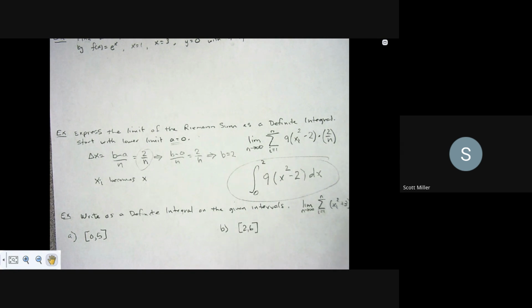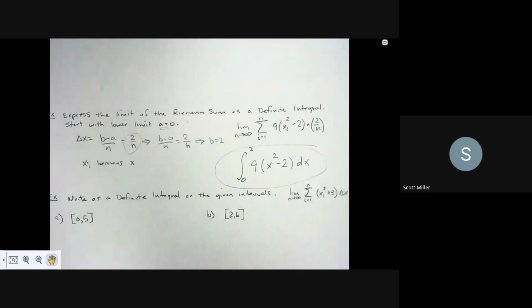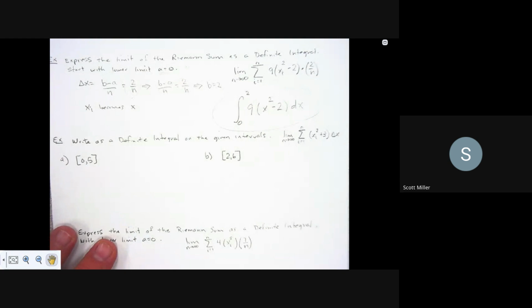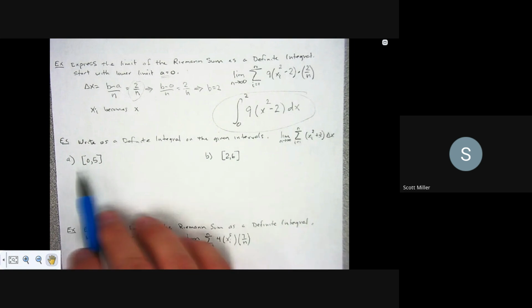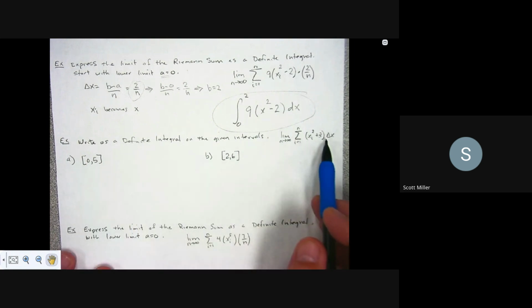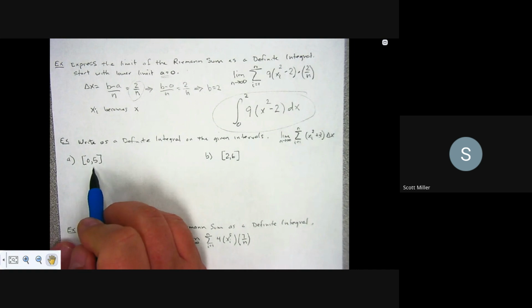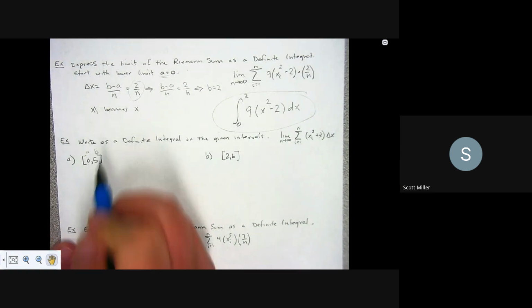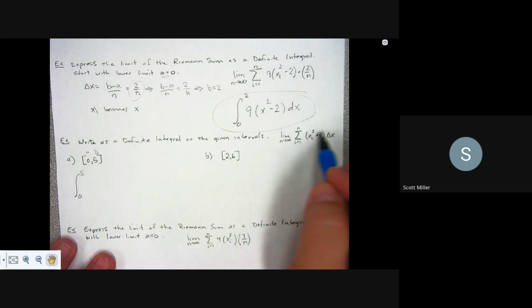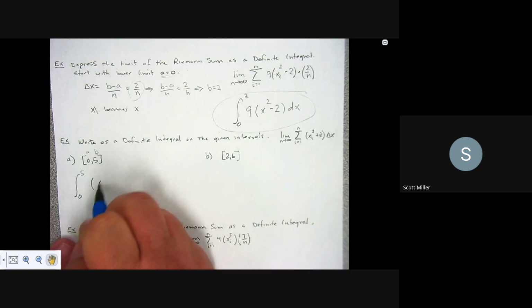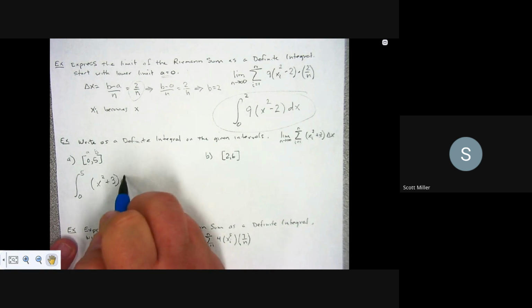Let's look at this one. Tilt it down just a bit, and I've got to zoom in just a hair. Write as a definite integral on the given intervals that I have right here. So we're going to write this thing out. For the first one over here, that's my a, and that's my b, correct? So I'm going to integrate from 0 to 5. This expression over here is going to become dx, and the xi is going to become x. So this is simply going to become, in parentheses, x squared plus 3 dx.